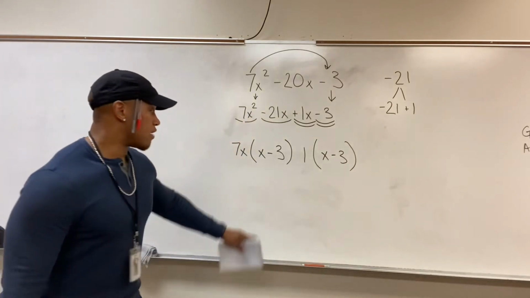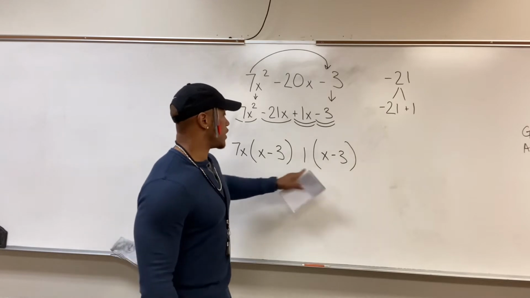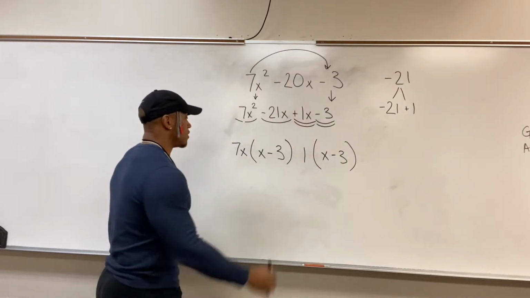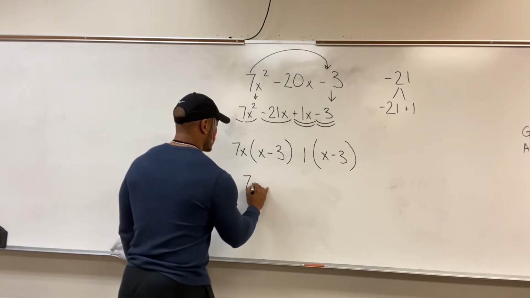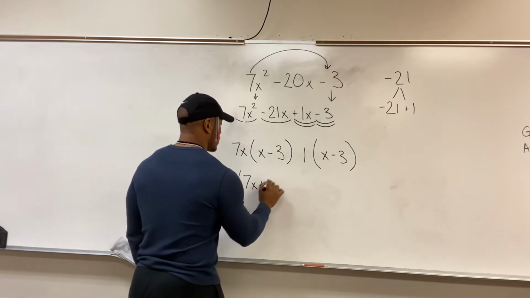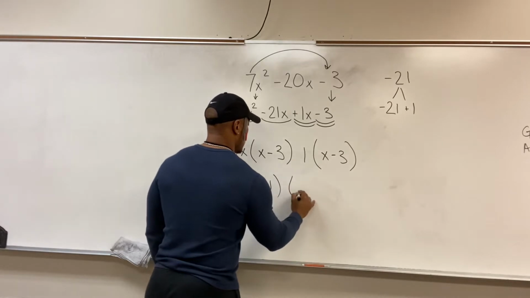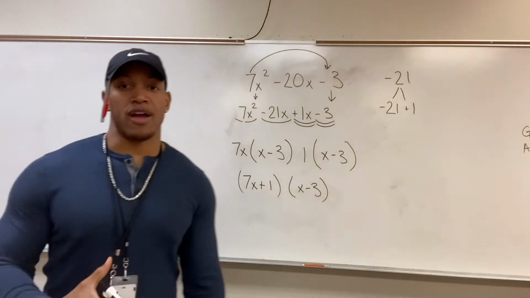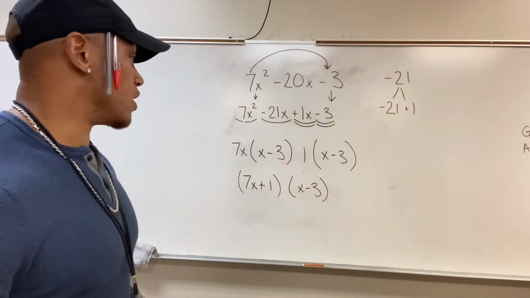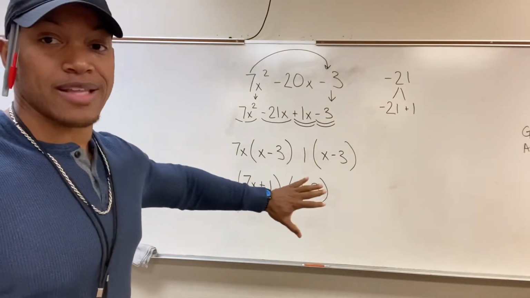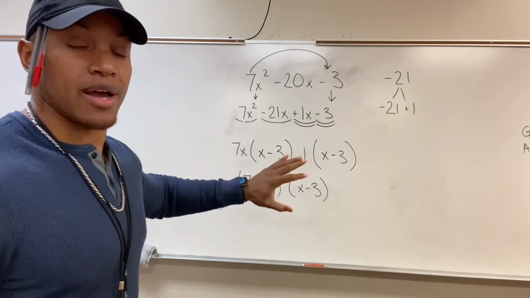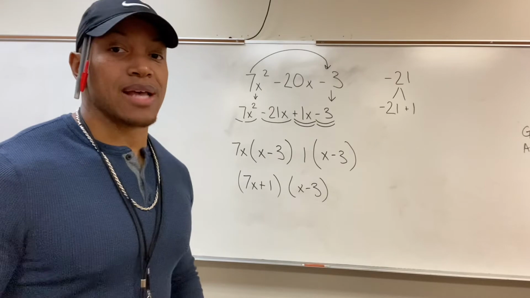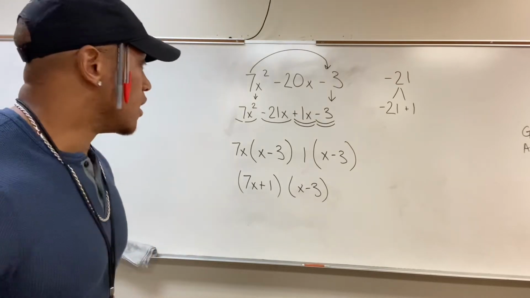Now, we have our common x minus 3 in here, and then we have our 7x plus 1 on the outside. Rewrite this out, 7x plus 1, and then x minus 3, okay? That would be my final answer if I wanted to just call it good right there, and I was just factoring out my trinomial with the leading coefficient greater than one. However, today's assignment, we're taking it a step further, okay?